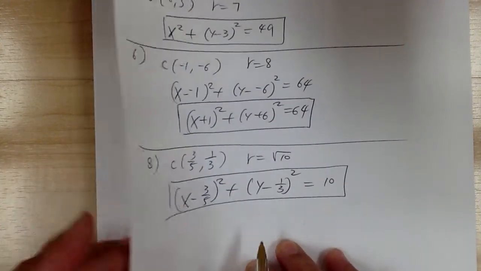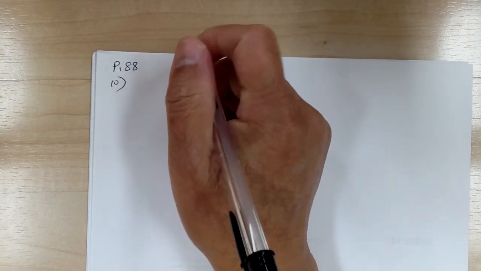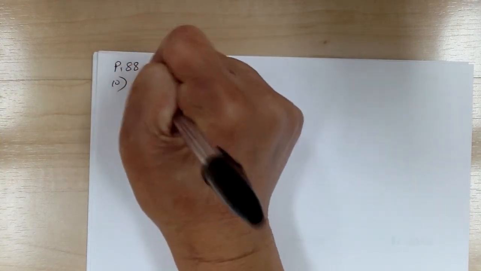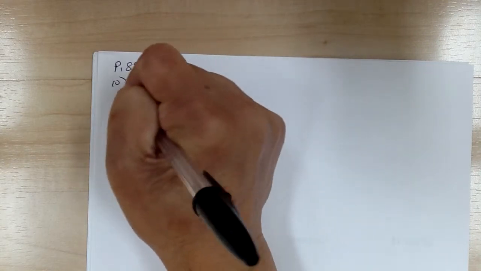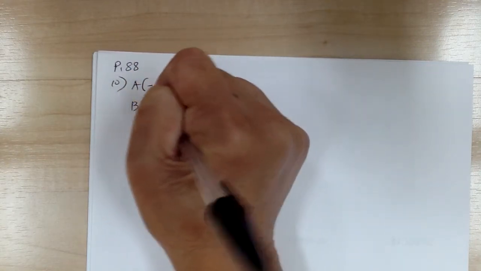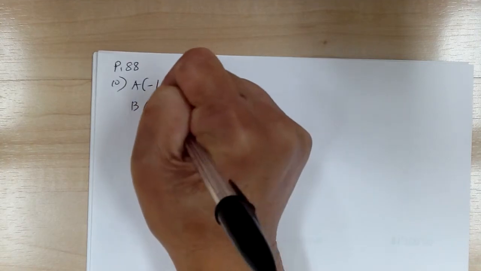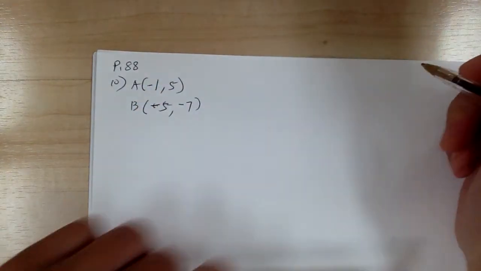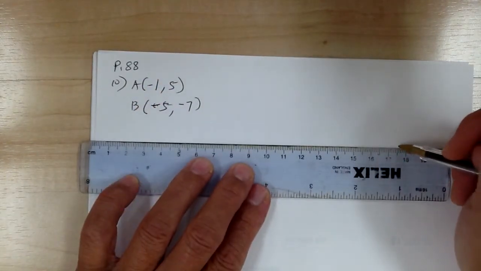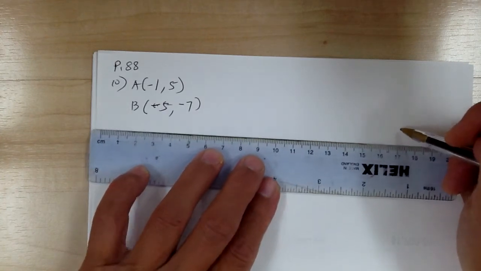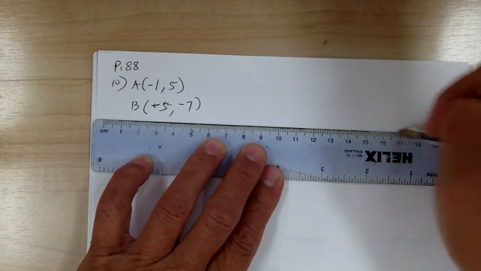So for number 10, you want to sketch things out a little bit so you can have an idea of the problem. Okay, so number 10, you have point A at (-1, 5) and point B at (-5, -7). And this is a diameter. So you can go ahead and sketch it out. It helps you to visualize.